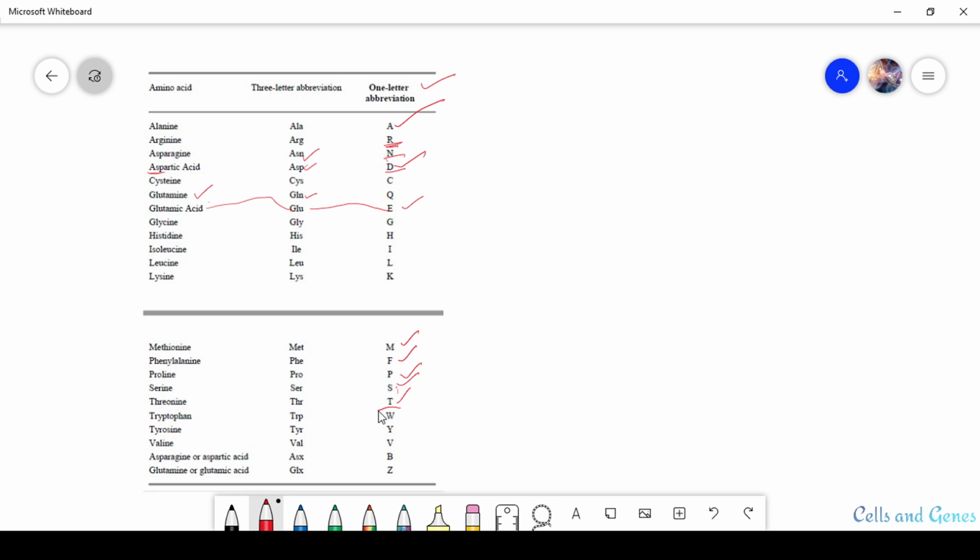Tryptophan becomes W, and tyrosine becomes Y. Valine is V. Asparagine or aspartic acid, here it becomes B. Glutamine or glutamic acid becomes Z. So these are the three letter abbreviations and one letter abbreviations.